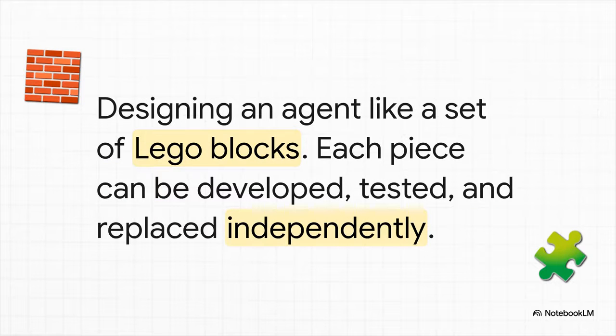Probably one of the single most important ideas in all of this is something called modularity. And honestly, the best way to think about it is Lego blocks. You design the agent as a set of separate pieces that snap together. One block for understanding language, another block for vision, another for making decisions. This makes the whole system so much easier to build, to test, and to upgrade. If you want to improve one part, you just swap out that one Lego block. You don't have to tear down the whole castle.